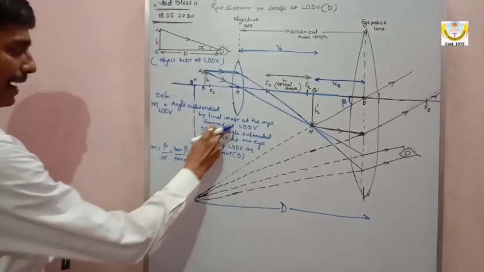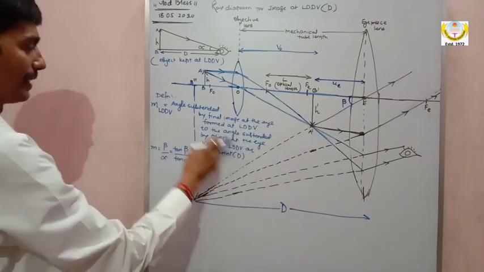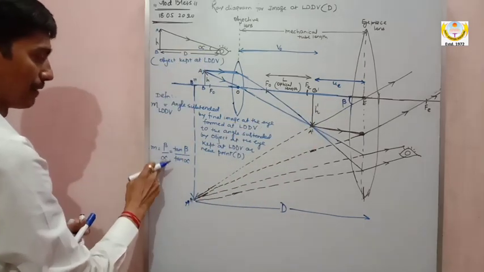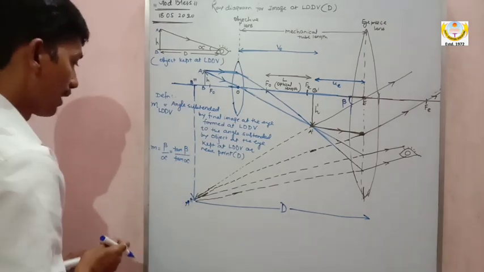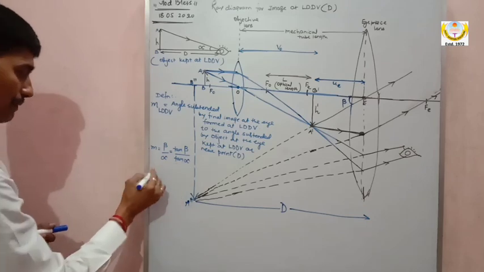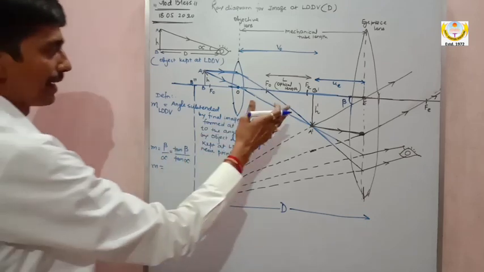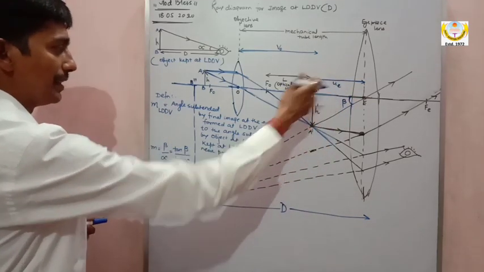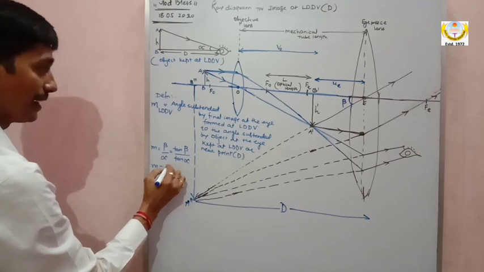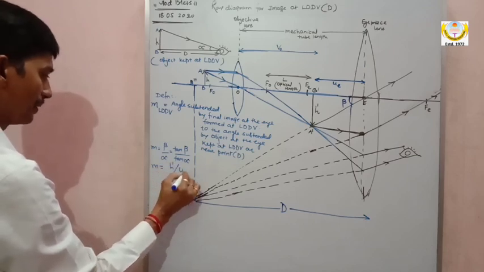So, my dear, the angle by the image will be beta, so here it is beta, and the angle by the object is alpha, so here it is alpha. Beta can be written as tan beta, alpha can be written as tan alpha. So now this is tan beta divided by tan alpha. So here m is equal to tan beta. Tan beta you can see from the figure, my dear. It is h dash divided by UE.